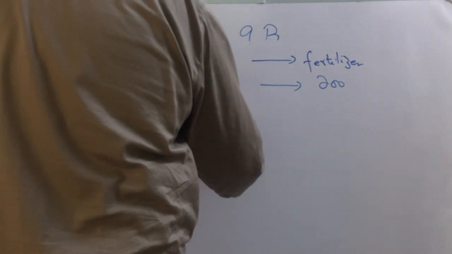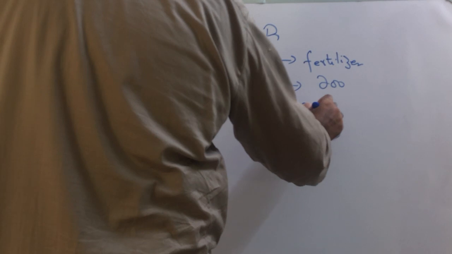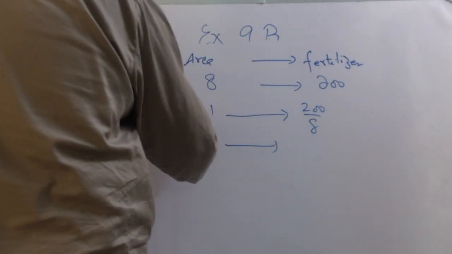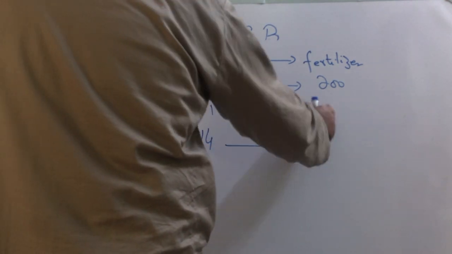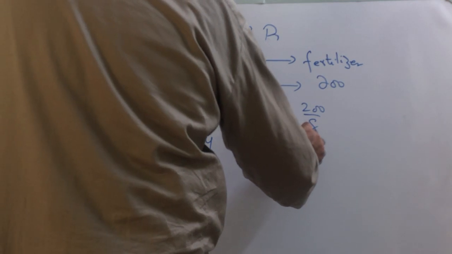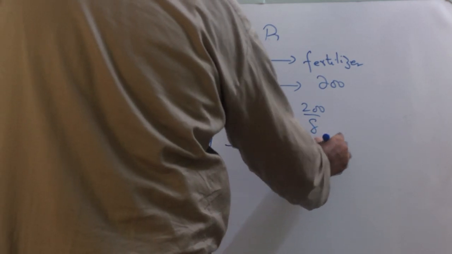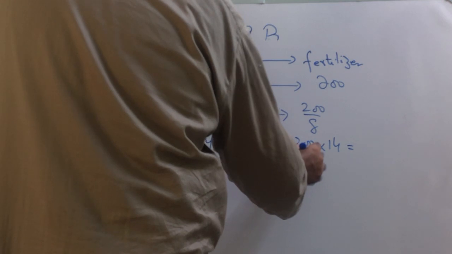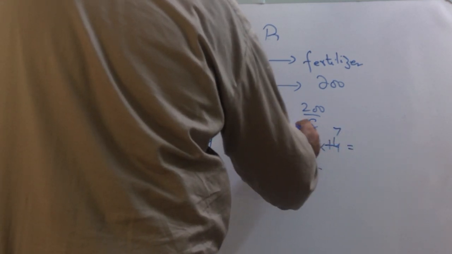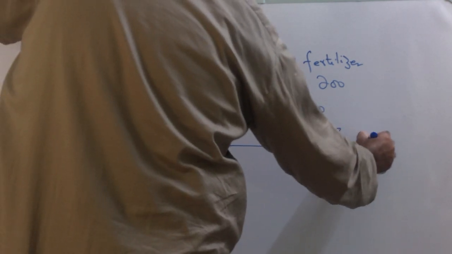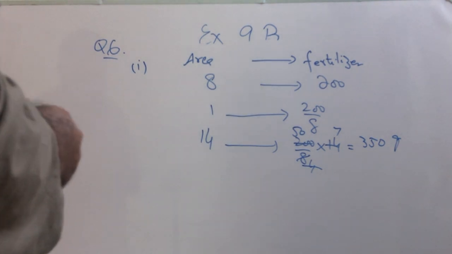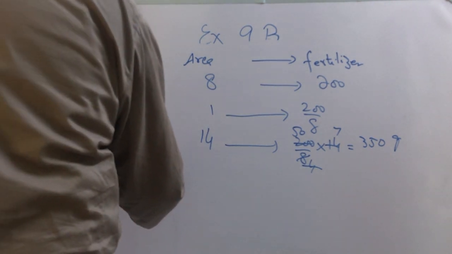Just find for 1 meter square, it will be less, 200 over 8. For 14 meters square, for 1 meter square it is this one, small. For 14 it will be more fertilizer required, so it will be multiplied by 14. So 2 4s are 8, 2 7s are 14, it becomes 350 grams. This is the answer for part 1.